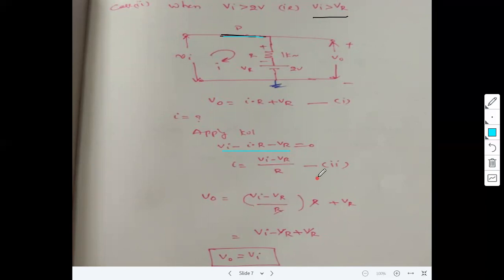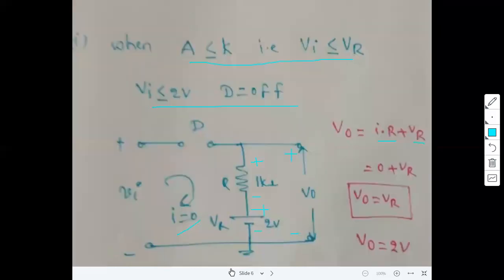Then substitute 2 in 1. Then V naught is equal to, here R and R get cancelled, and minus VR plus VR get cancelled. V naught is equal to Vi. So what is the condition here? When the diode is on, the output follows the input.